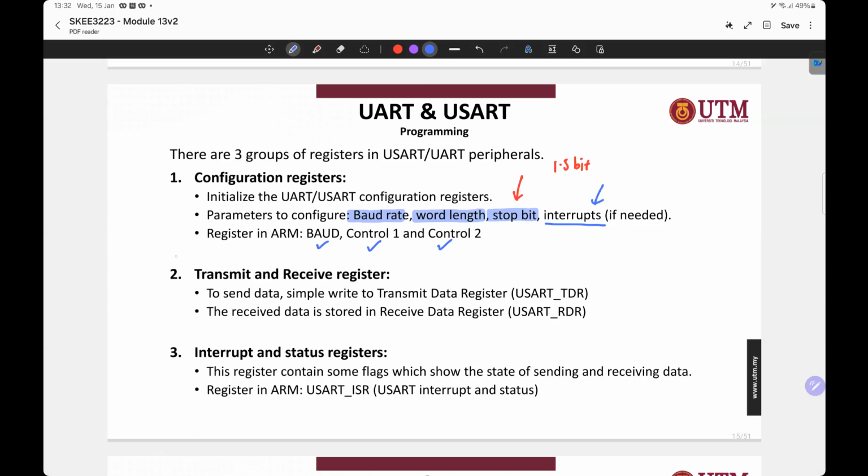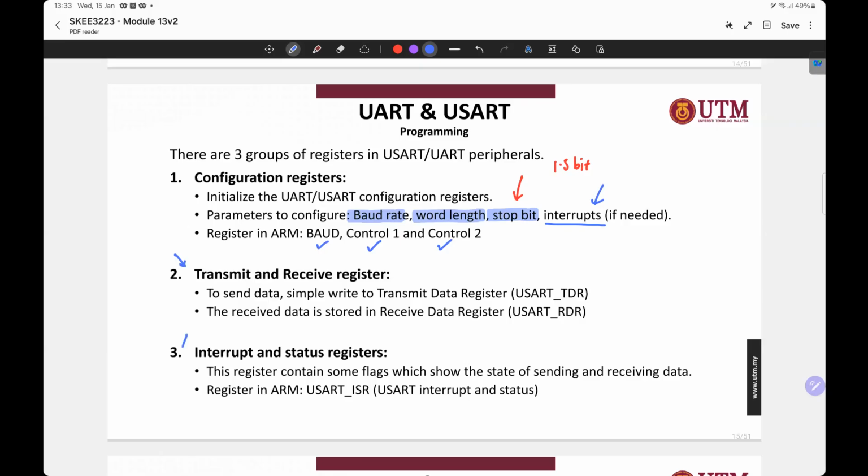Moving on to the second register that you need to know as well, which we call the transmit and receive register. To send the data, we can use the transmit data register. To receive the data, all the data will be stored inside the received data register.